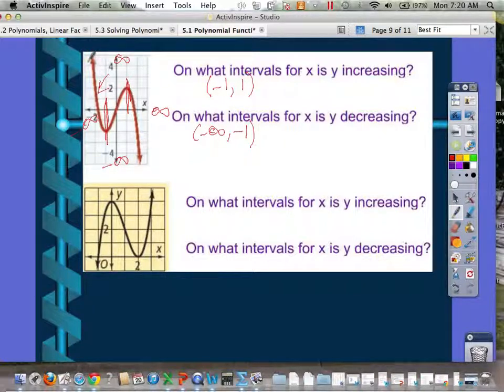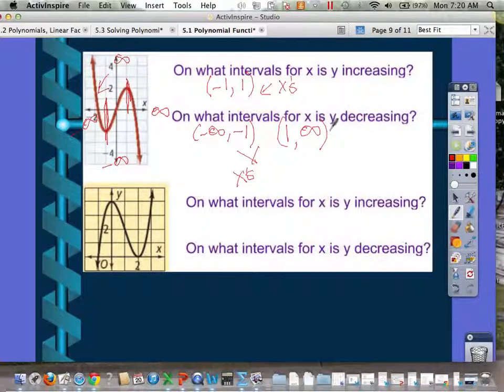Okay, so from here to here, it's going down. So positive, actually, it's going to be 1 to positive infinity because it's asking you about your x. So it says, on what intervals for x is y decreasing? So we're just talking about the x, and this is going from this x to positive infinity. So this one's going to be decreasing from 1 to positive infinity. These are x values, only x's.